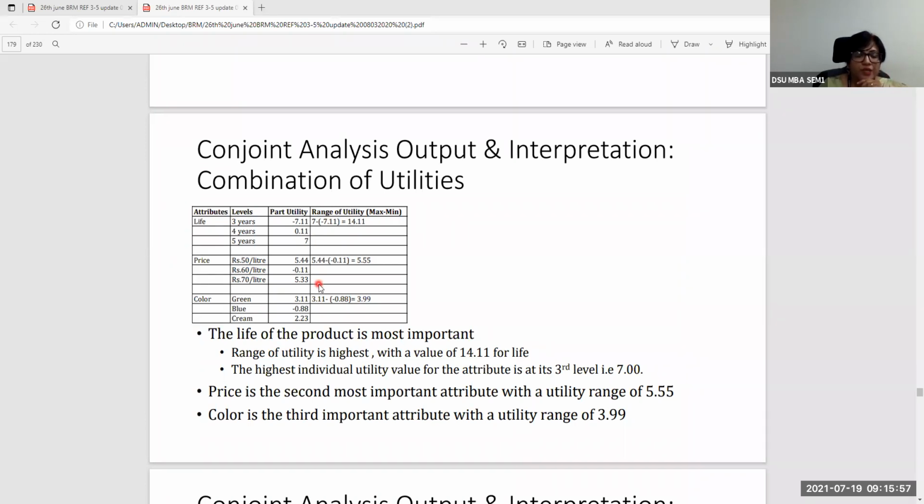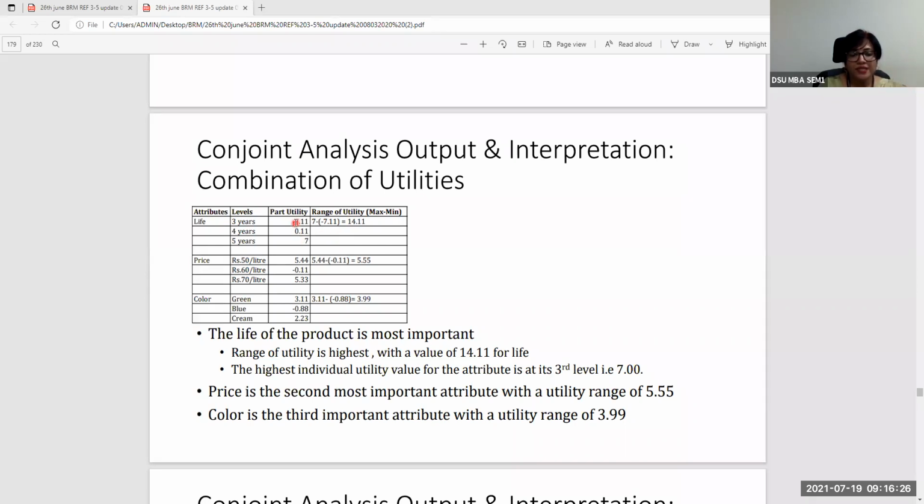Now, what do you need to do? You need to find out the range of utility for the attributes across the 3 levels, right? Now, this could have 4 levels also. It could have 5 levels also, right? I hope you're able to see the spotlight there. The pricing also could have been 3, 4, or 5 levels. So whatever levels you have for each attribute, you need to calculate the range of that utility, which means range is what? The maximum minus the minimum.